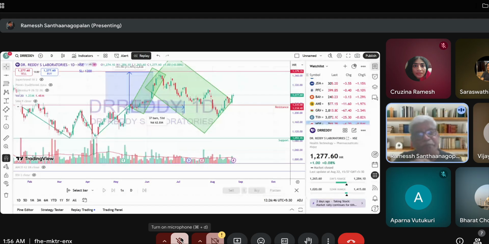And because of this volume, it is actually testing your patience. It is testing your patience. That is very important. Whenever you see this, you need to be very, very cautious. The volume should be more than the last one. Better the volume, better the strike rate.